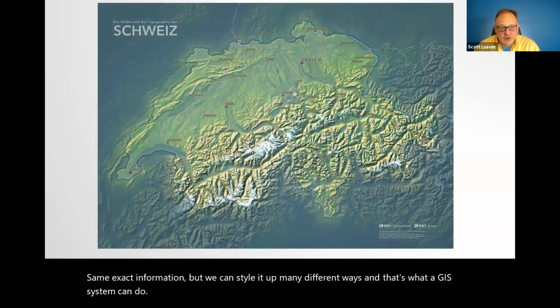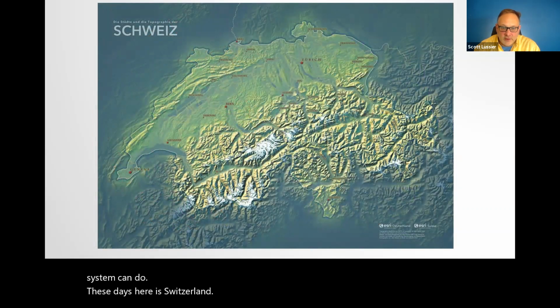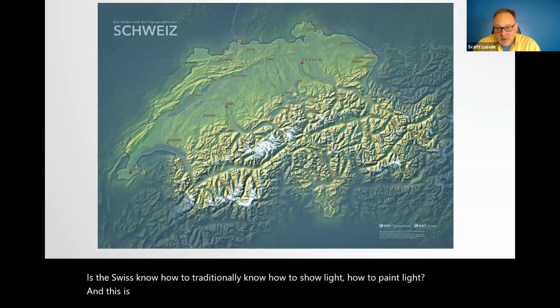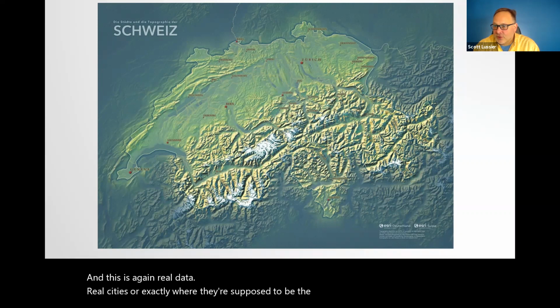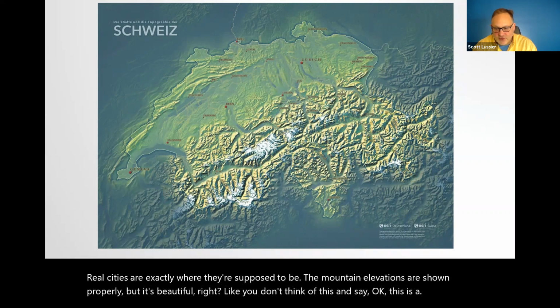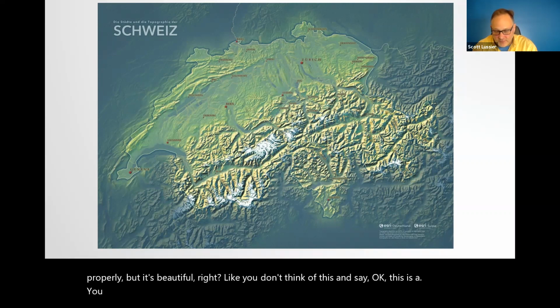These days, here is Switzerland, right, showing the light. The Swiss traditionally know how to show light, how to paint light. This is, again, real data. Real cities are exactly where they're supposed to be. The mountain elevations are shown properly, but it's beautiful, right? You don't look at this and say, okay, this is a hardcore engineered map. This is art, right?